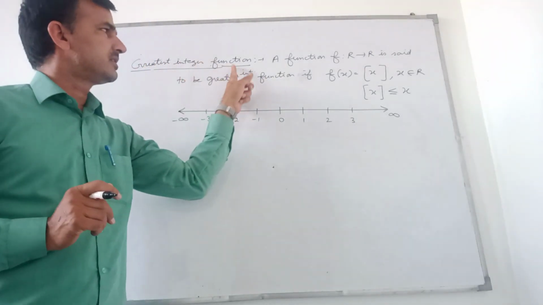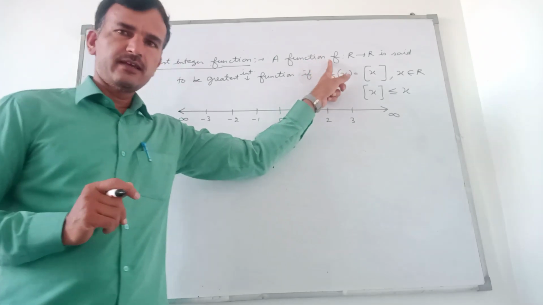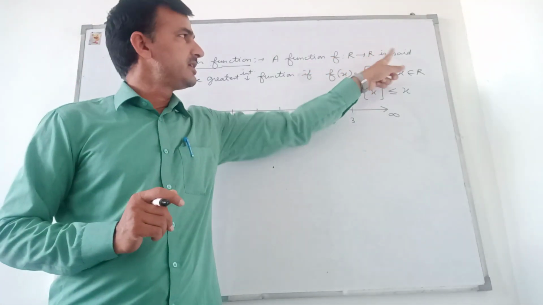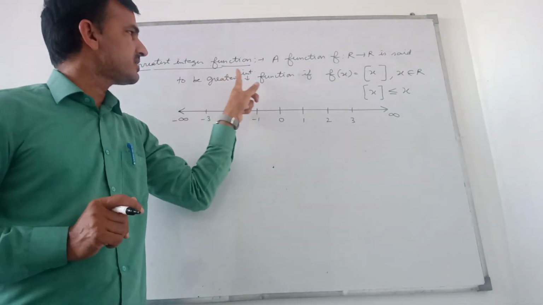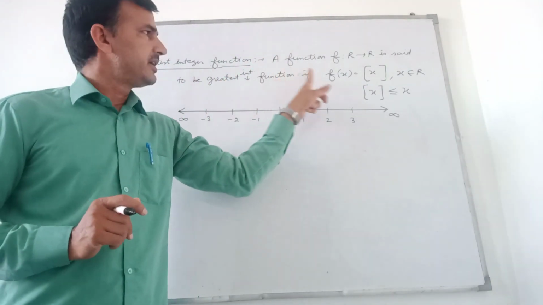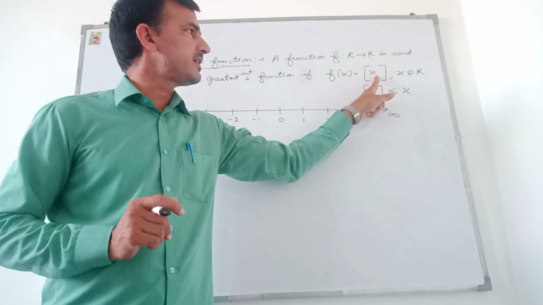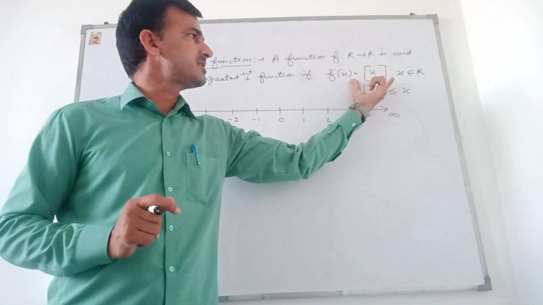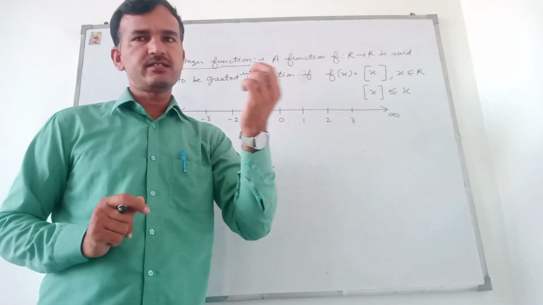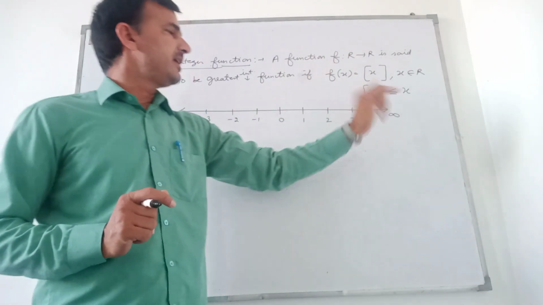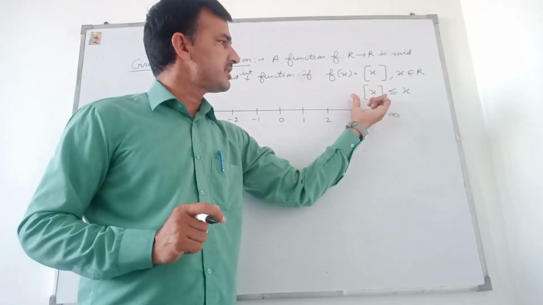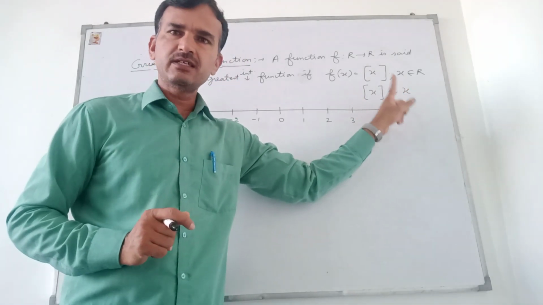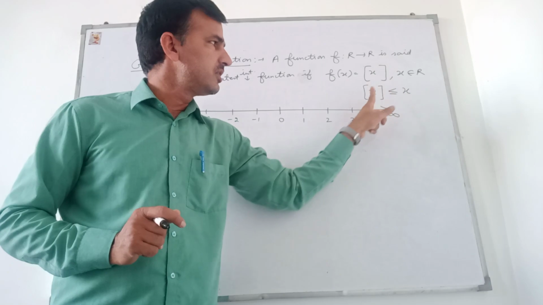Greatest integer function. A function f from R to R, meaning real numbers, is said to be the greatest integer function if f of x is equal to greatest integer of x. This is the notation to denote greatest integer of x. And greatest integer of x is always less than or equal to x.